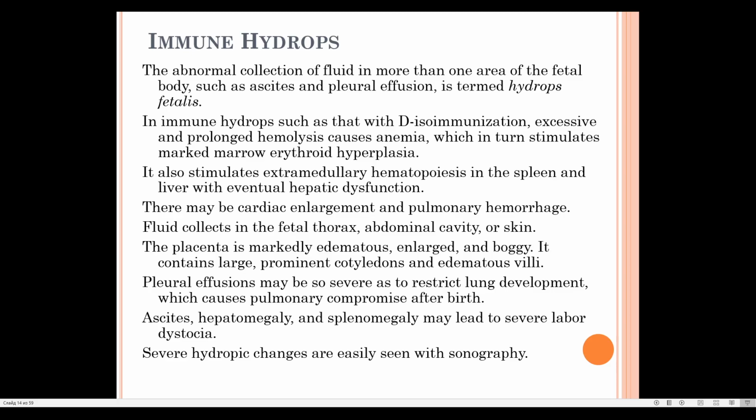Ascites, hepatomegaly, and splenomegaly may lead to severe labor dystocia because of too strong enlargement of the abdominal circumference of the intrauterine baby, because of abdominal swelling and ascites. And severe hydropic changes are easily seen with sonography.